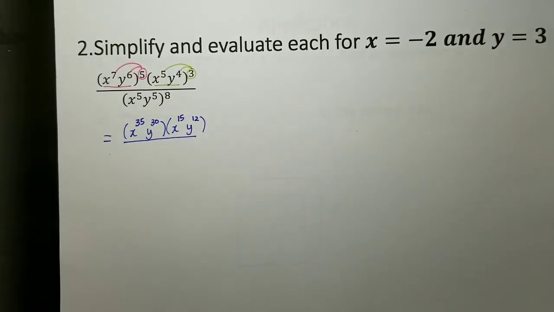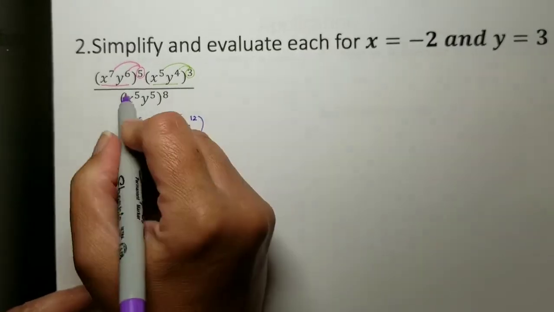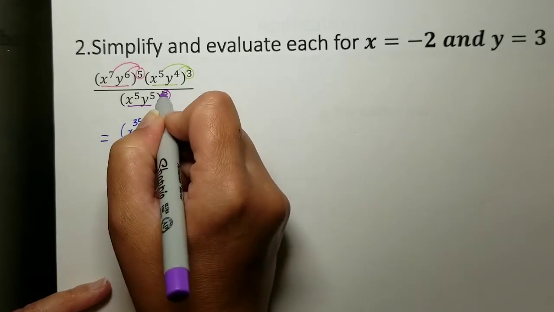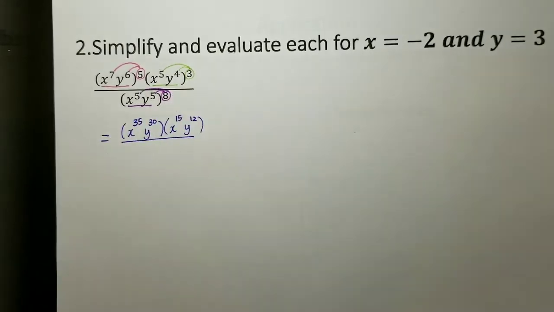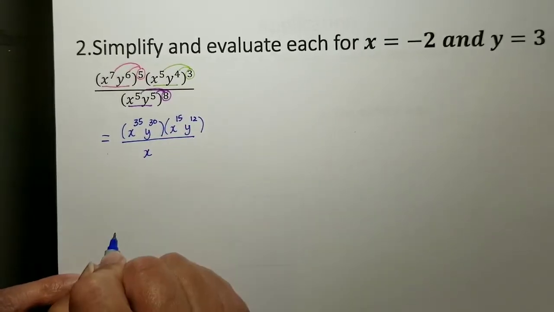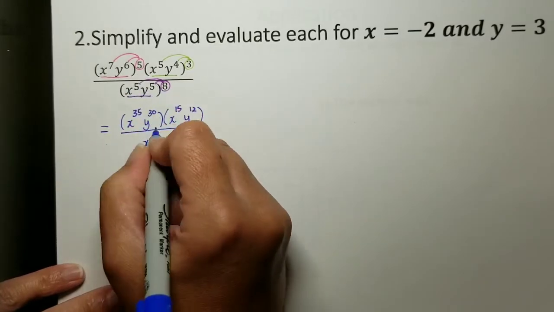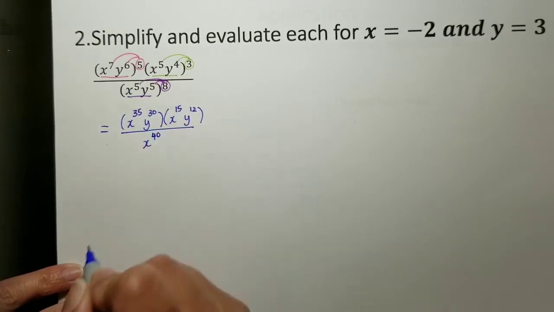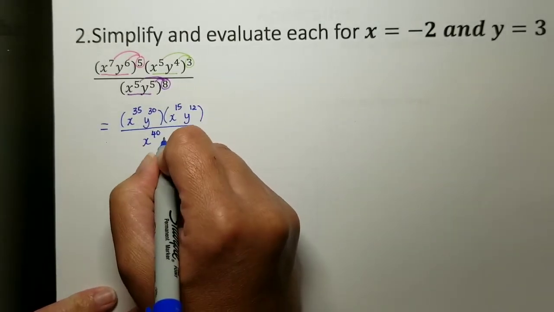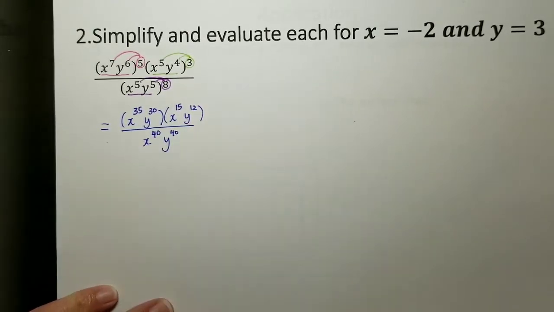The last one here that I'm going to look at is the denominator. Same thing, I have a power of 8, and I'm going to use power of a power and multiply that into both of the exponents on the inside. So keeping the base the same, I have x. 5 times the 8 is x to the exponent 40. And then y also will be 40 with 5 times 8.